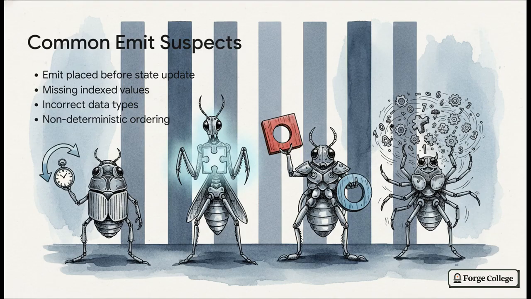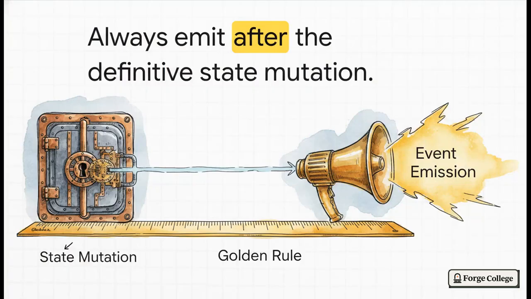Third, incorrect types. This happens when you pass something like a uint256, where the schema expects a much smaller integer, which completely scrambles the encoded data. And finally, non-deterministic ordering. This usually crops up when external calls cause reentrancy or internal shifts that mess up the exact intended sequence of events. So, to avoid all that, you need to follow the golden rule of smart contract events. And the rule is this: you must always emit after the definitive state mutation.